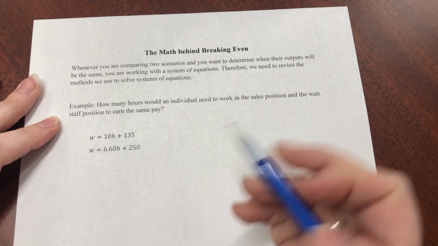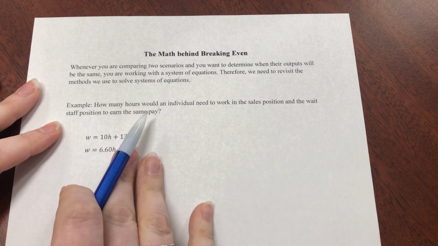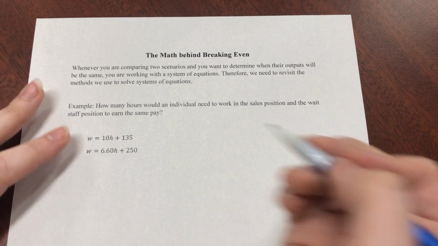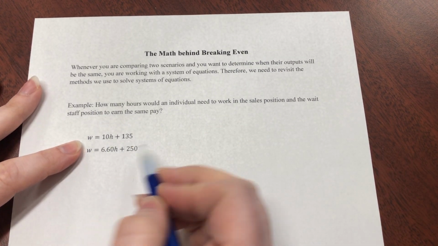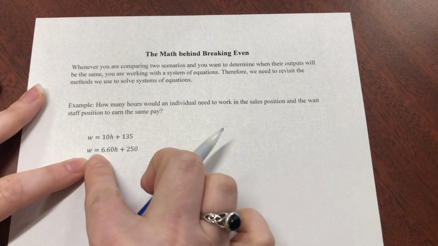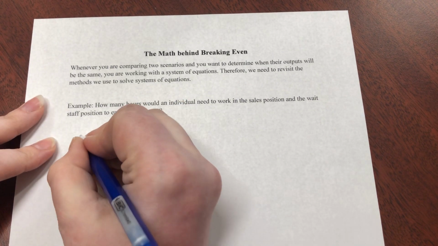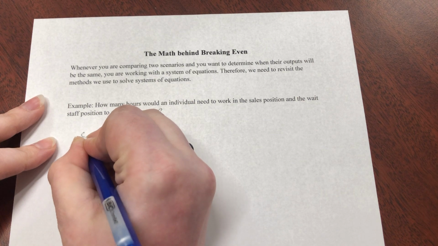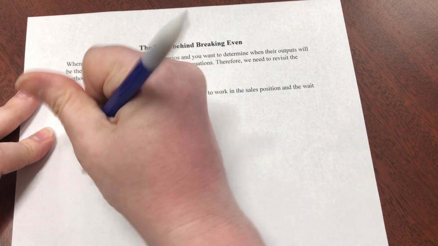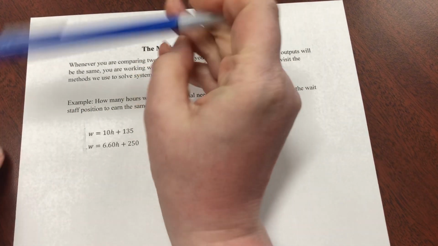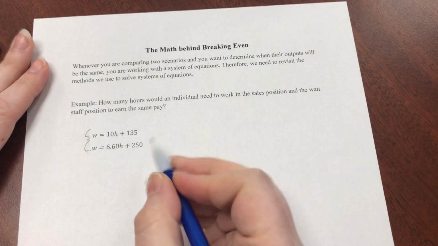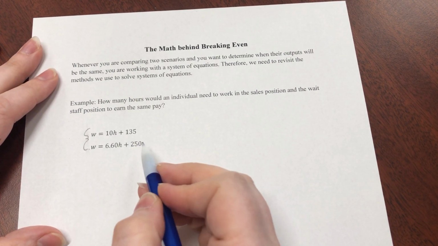Now this is referring to the video I did just prior to this that was talking about how to calculate wages for different jobs. Now I have the two equations that I wrote up for each of those positions. So this was for the sales position, this is for the waitstaff position. And we are going to look at this as a system of equations. I just completely messed up that curly brace. Let me try that one more time. There we go.